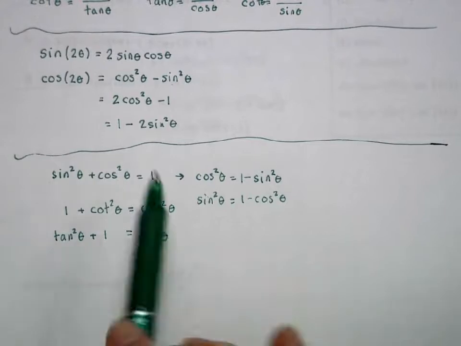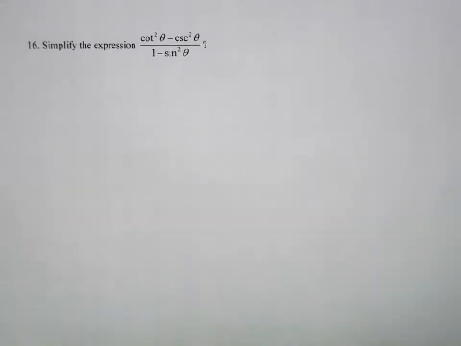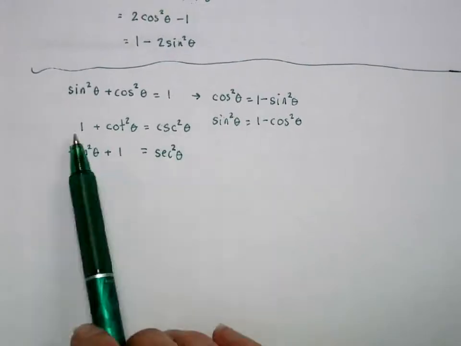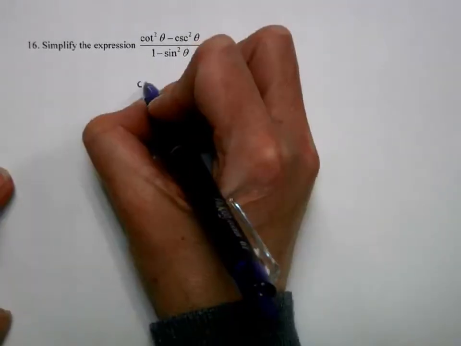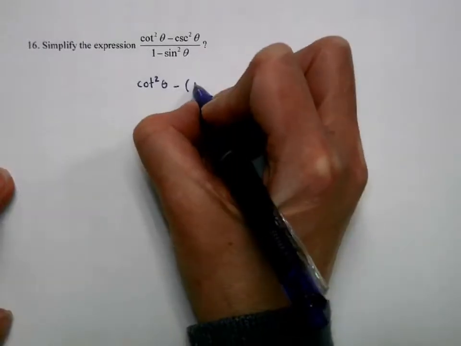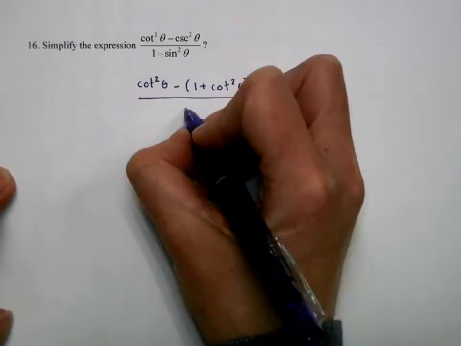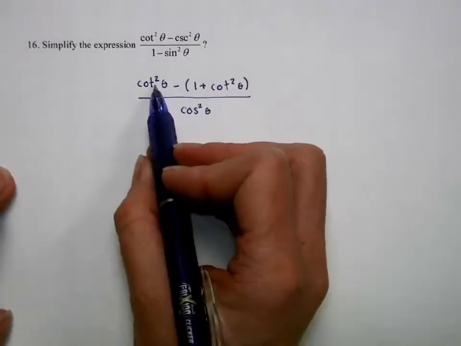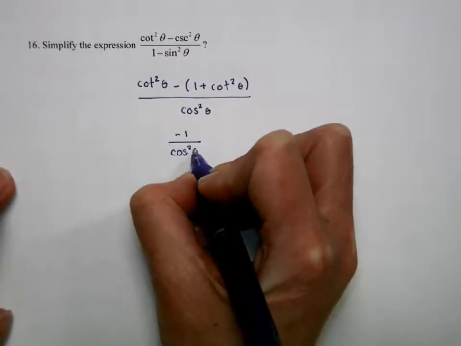So with this problem here, I'm going to opt to use one of my alternate versions. I'm going to go ahead and make a replacement because I know cosecant squared is equal to 1 plus cotangent squared. So I'm going to rewrite this as cotangent squared theta minus 1 plus cotangent squared theta, over 1 minus sine squared, which is equal to cosine squared. If I simplify this numerator, I distribute this negative, we're going to have a cotangent squared minus a cotangent squared. So in the top, we're going to have a -1. And 1 over cosine squared is secant squared. So this would be equivalent to a negative secant squared.